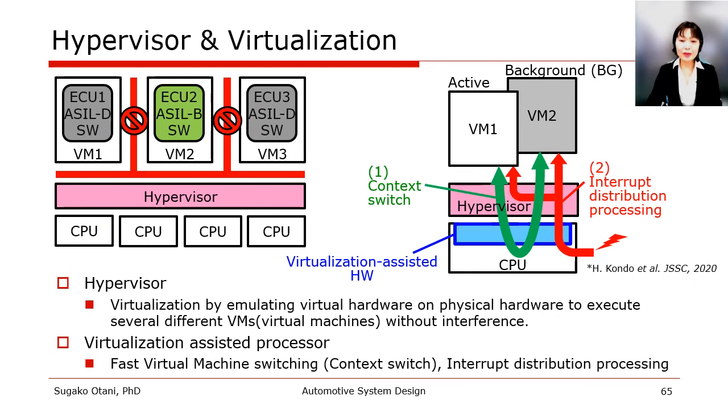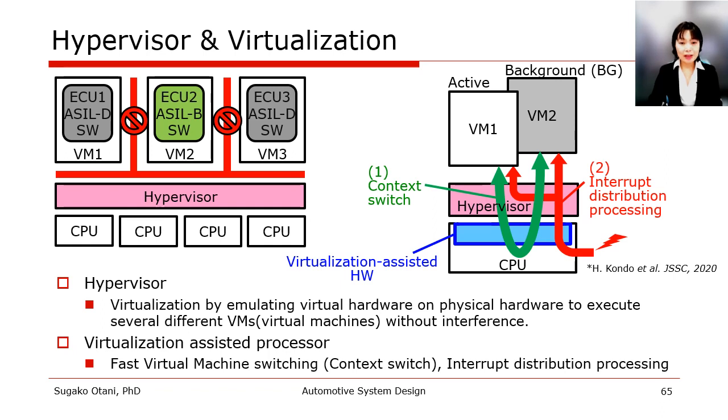Virtualization, which was originally used in mainframes and servers for more secure systems, has spread to embedded systems. Virtualization is realized by emulating virtual hardware on physical hardware. However, developers have been avoiding the use of virtualization with automotive control applications because it has a negative impact on response time. The left figure shows the software architecture of the virtualization.